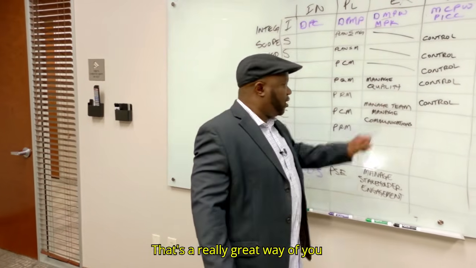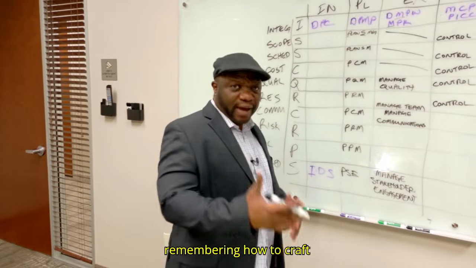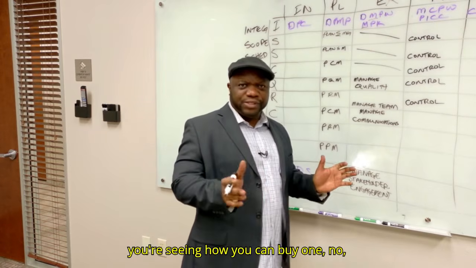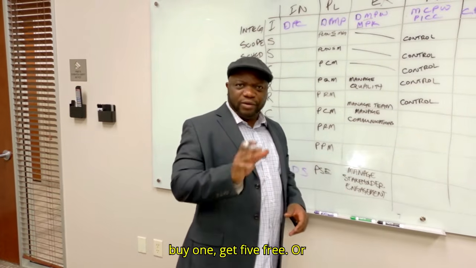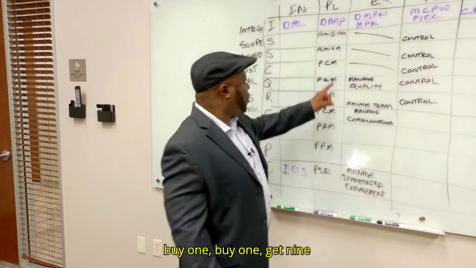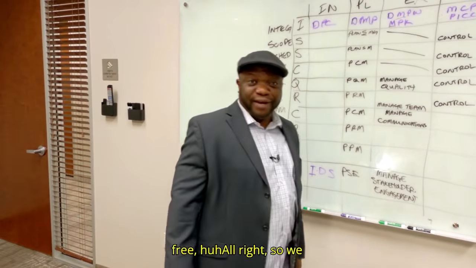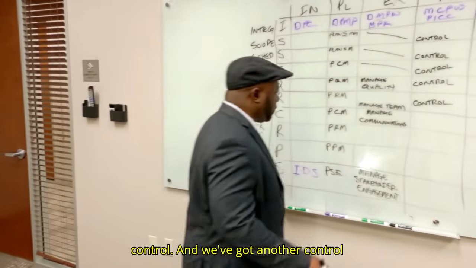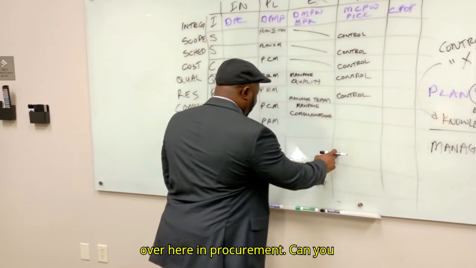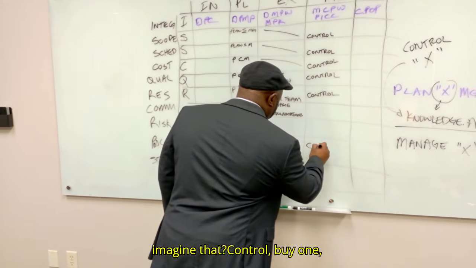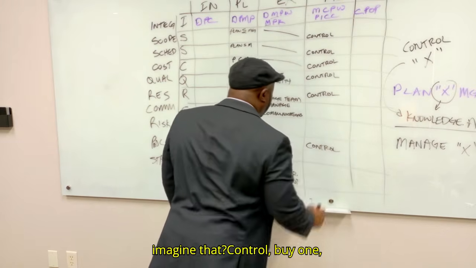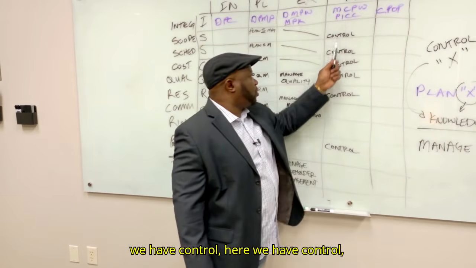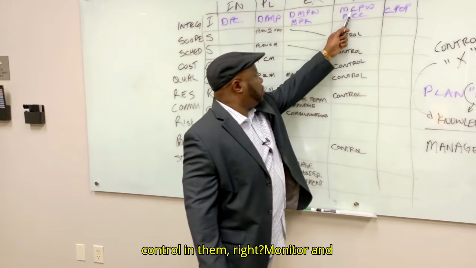That's a really great way of you remembering how to craft this table, because I know for some of you, this table's been a nightmare. Now you're seeing how you can buy one, get 5 free. Or buy one, get 9 free. Huh? All right. So we got control, control, control, control, control. And we've got another control over here in procurement. Can you imagine that? Buy one, get 6 free. Ridiculous. Like these two have control in them, right?